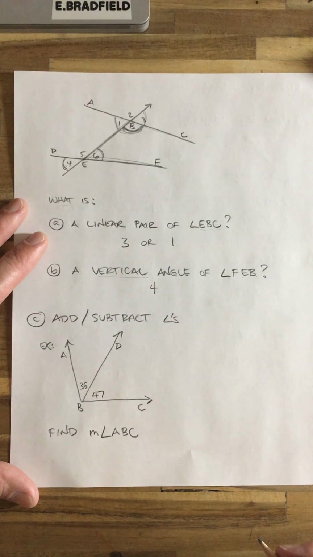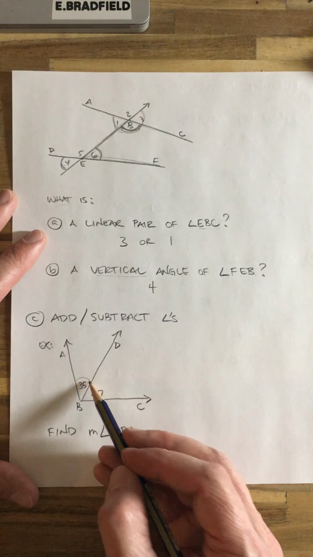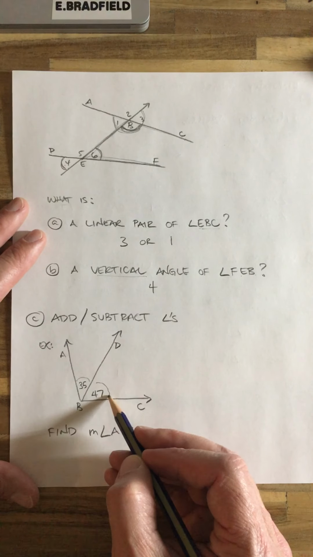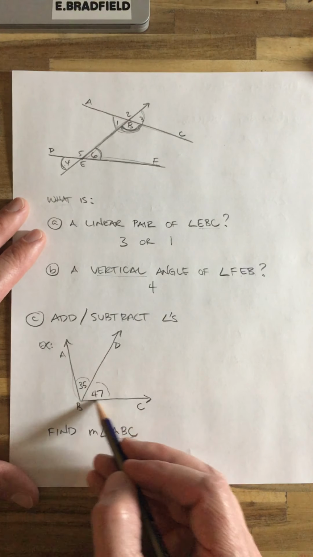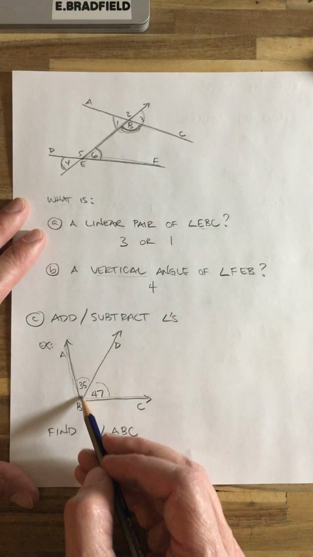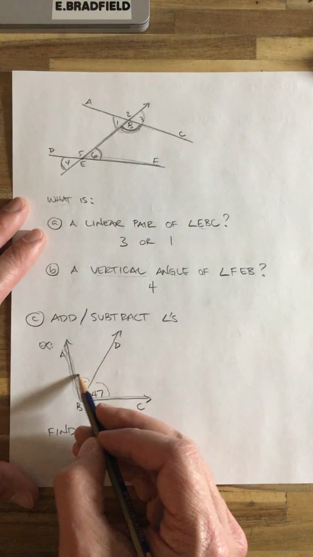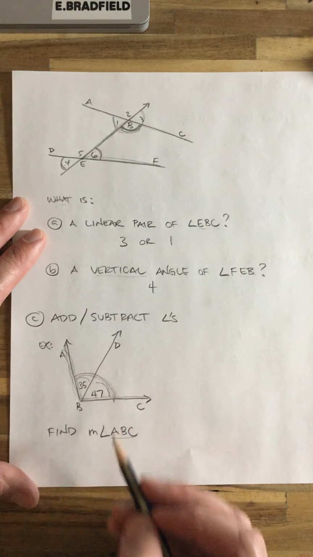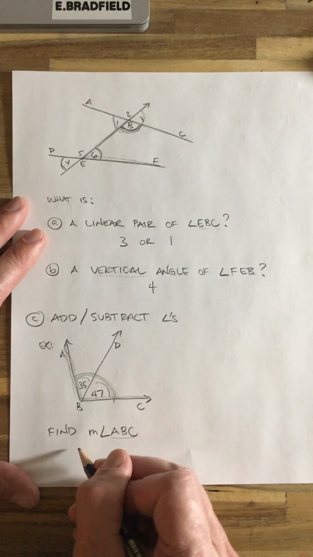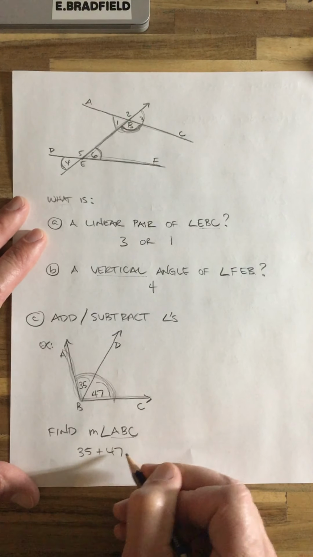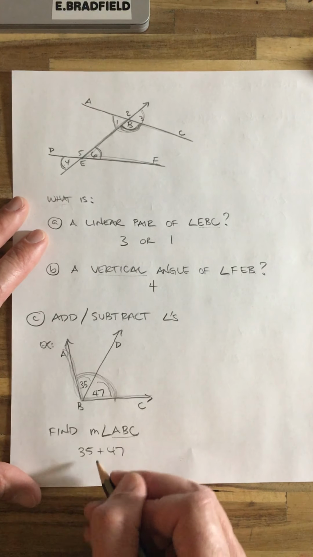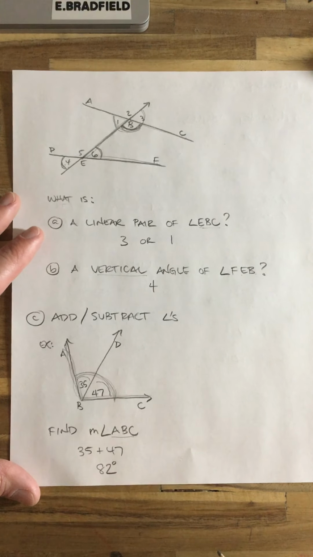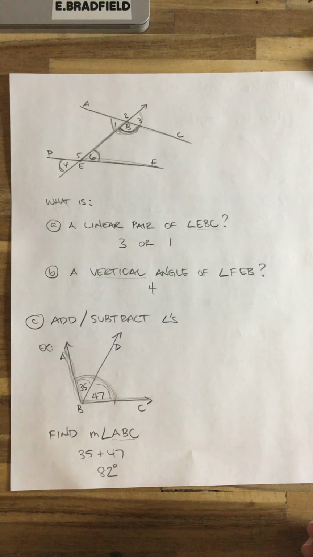Well, to do that, we know that this angle here plus this angle here together makes this angle ABC. Here's the angle ABC. It's this entire thing right here. So all you have to do is add 35 and 47. 35 plus 47, and what does that equal? I think it equals 82 degrees. All right, let's do one more example.